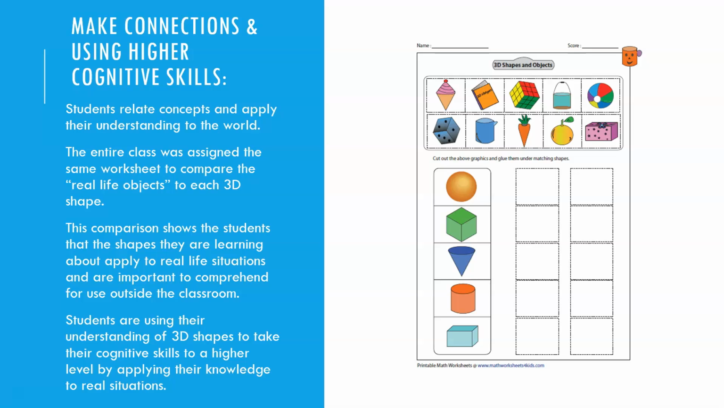Making connections and using higher cognitive skills is also involved in enhancing a lesson. This is when students are able to relate concepts and apply their understanding to the world. The entire class was assigned the same worksheet to compare the real-life objects to a 3D shape. And this worksheet shows students that the shapes they're learning are going to be applied to real-life situations and are important to comprehend for use outside of the classroom. So that really makes those connections to the real world with the content that they're learning.